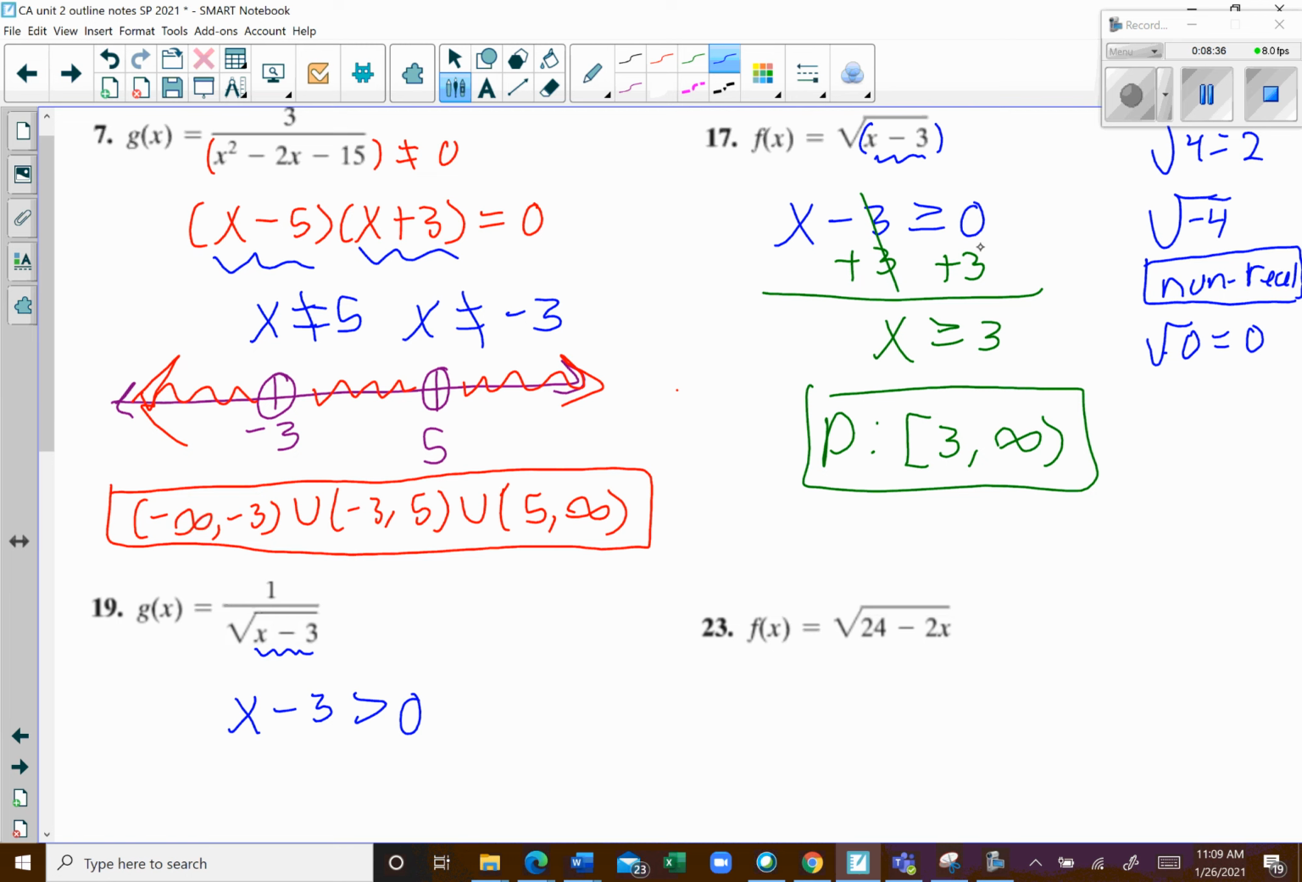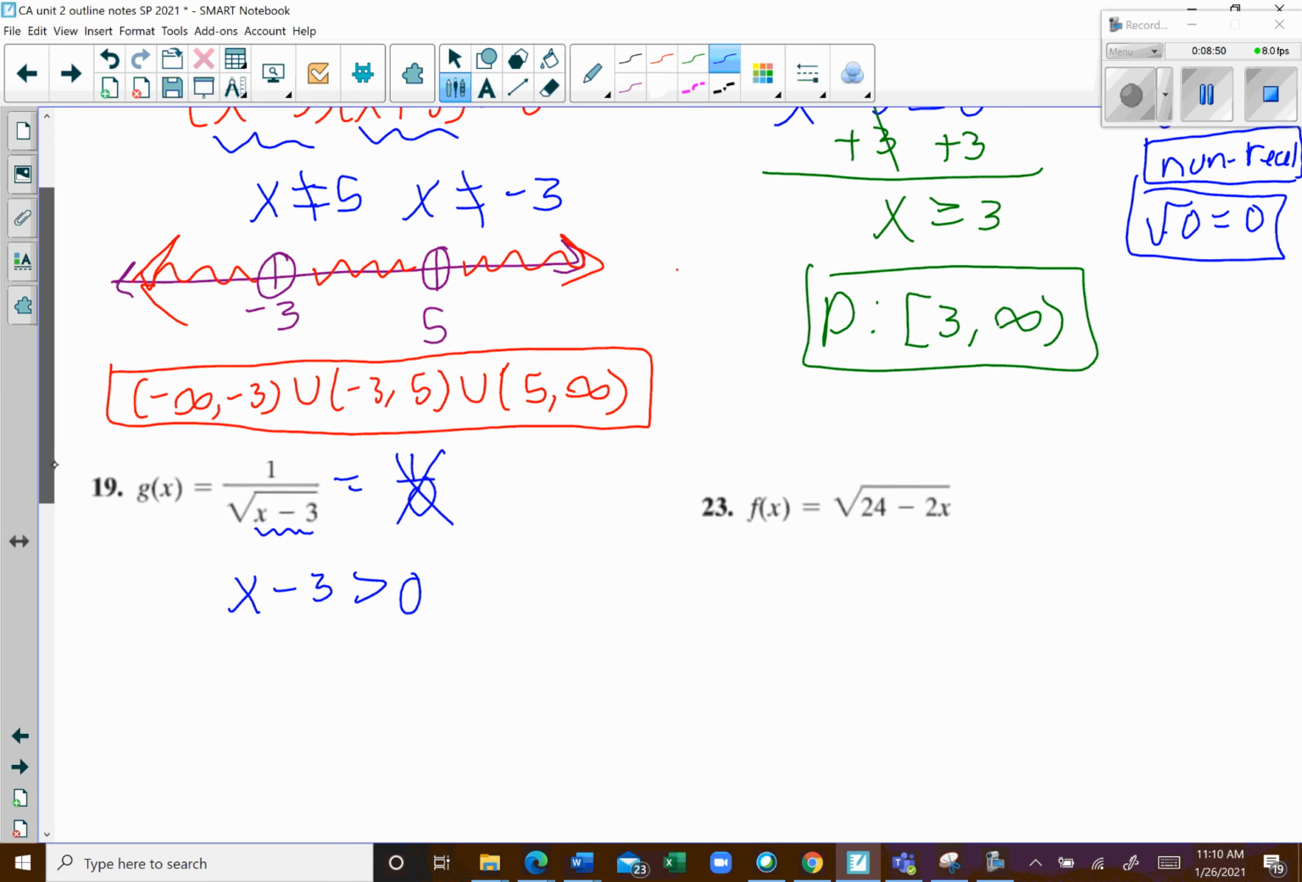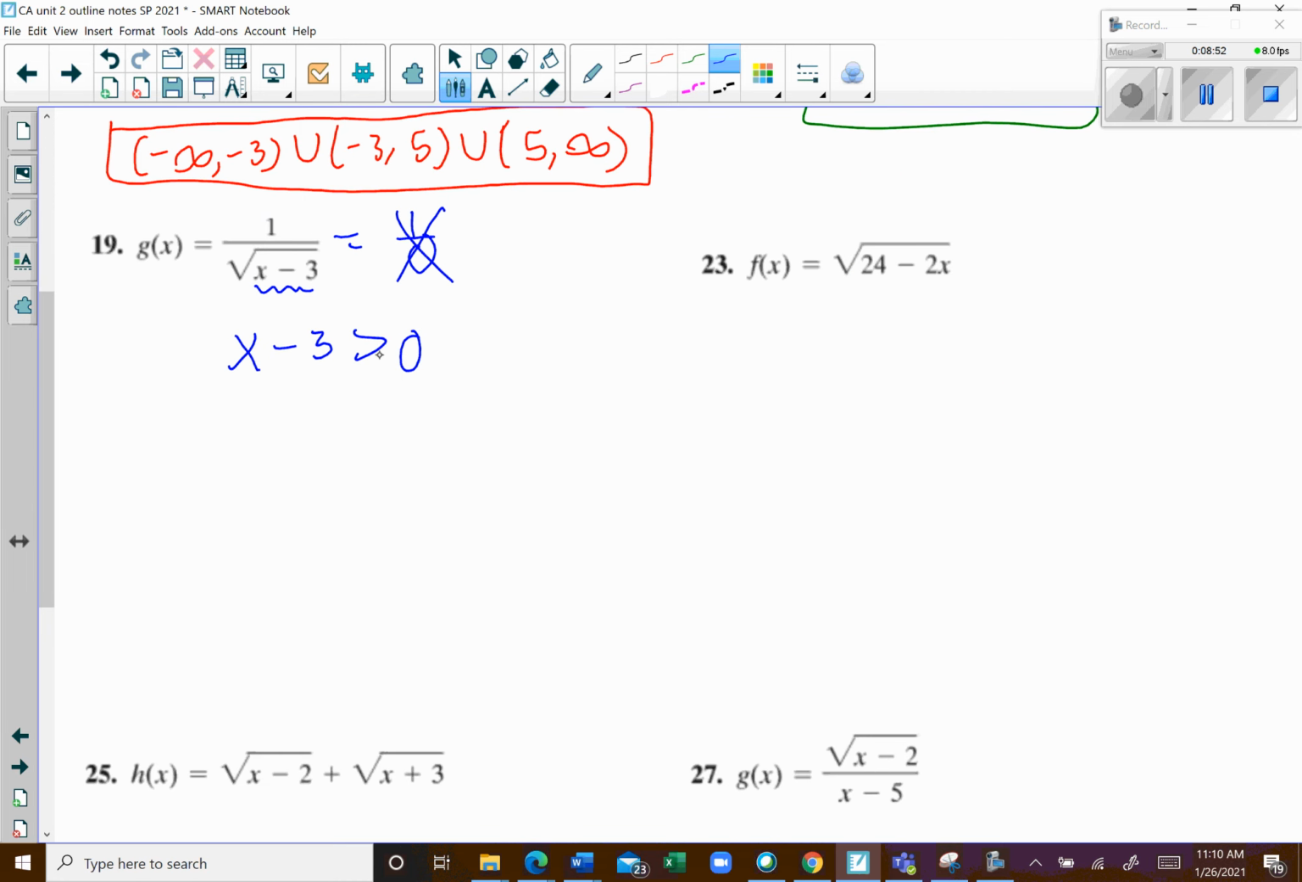If I plug in 3, I can square root it, that's fine. The only problem is then I have a 0 in the denominator spot. On 17, it was okay. It's okay if the expression is 0, not a problem. Square root of 0 would be 0. But the problem here is I'd end up with 1 over 0, which would cause a problem. So that's why I only have the greater than symbol here. We'll add 3, add 3, so x just needs to be greater than 3.